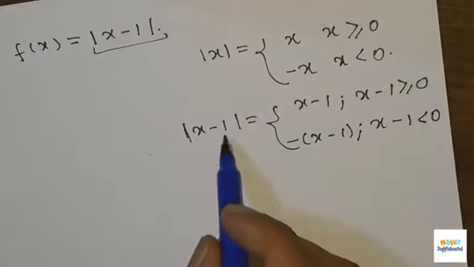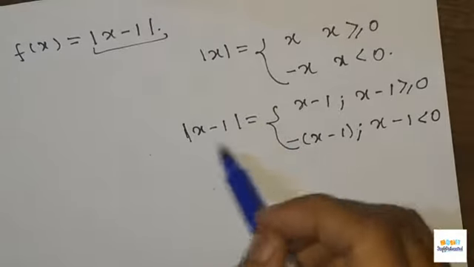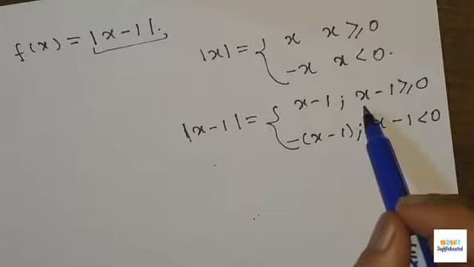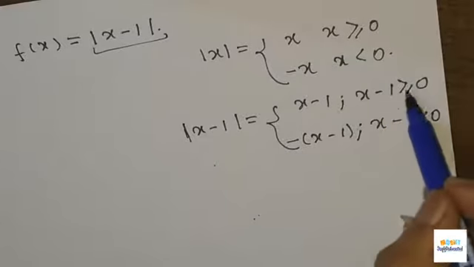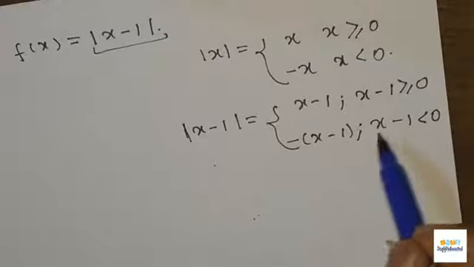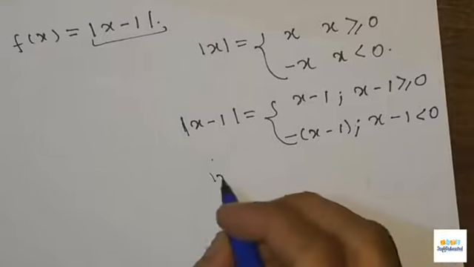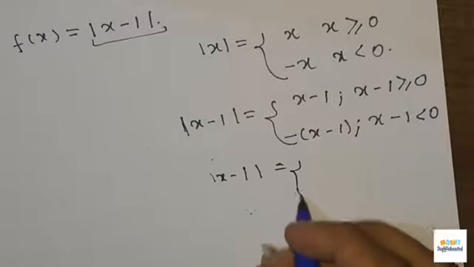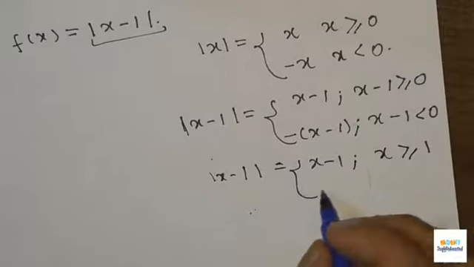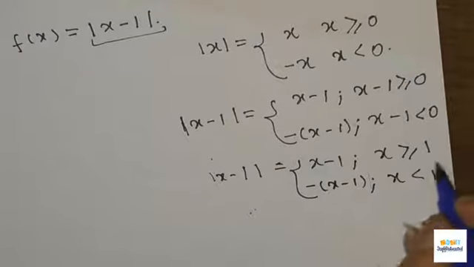I am just replacing x by x minus 1. Okay, so I got x minus 1 when x minus 1 is greater than or equal to 0, and minus (x minus 1) when x minus 1 is less than 0. So that means modulus of x minus 1 is equal to x minus 1 if x is greater than or equal to 1, and minus (x minus 1) if x is less than 1.